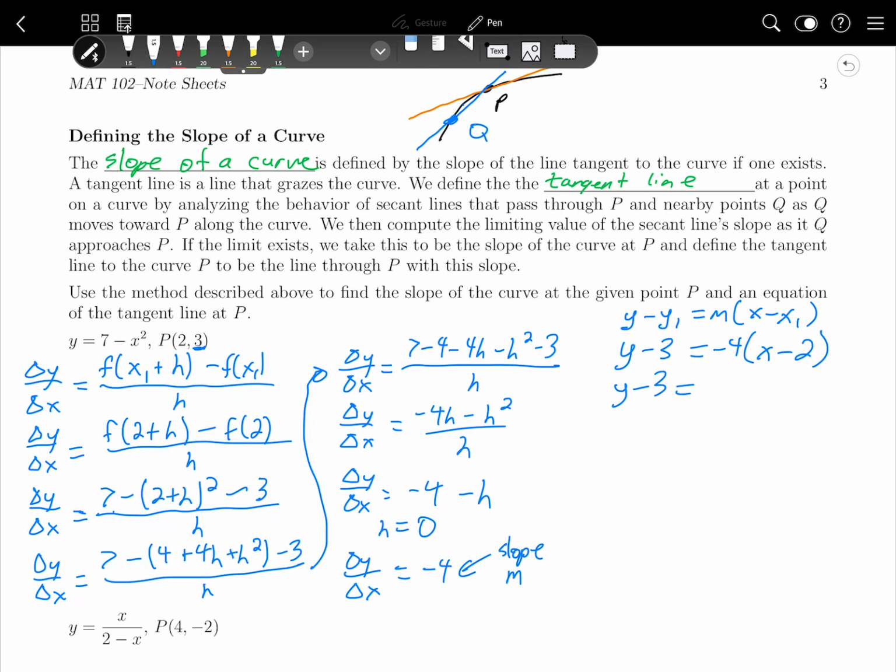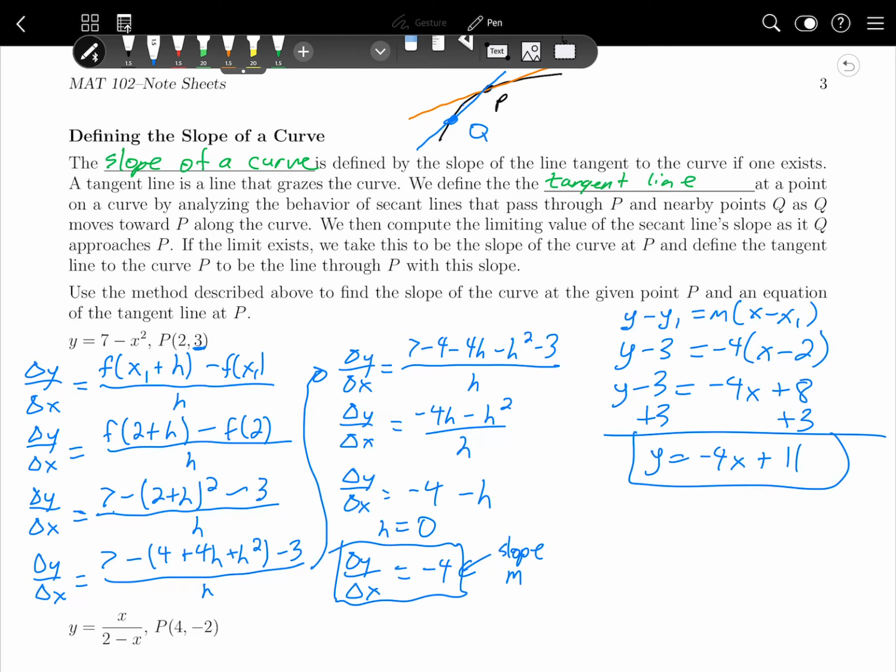So y minus 3 equals negative 4x plus 8. Add 3 to both sides, and we get y equals negative 4x plus 11. So there are two answers to this problem: what is the slope of the line, and what is the equation of the line itself? So that's what we're looking for here.